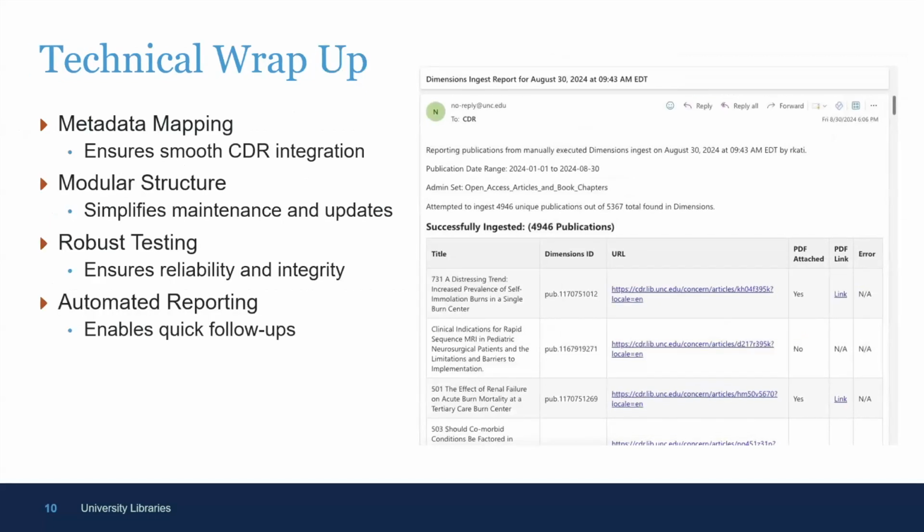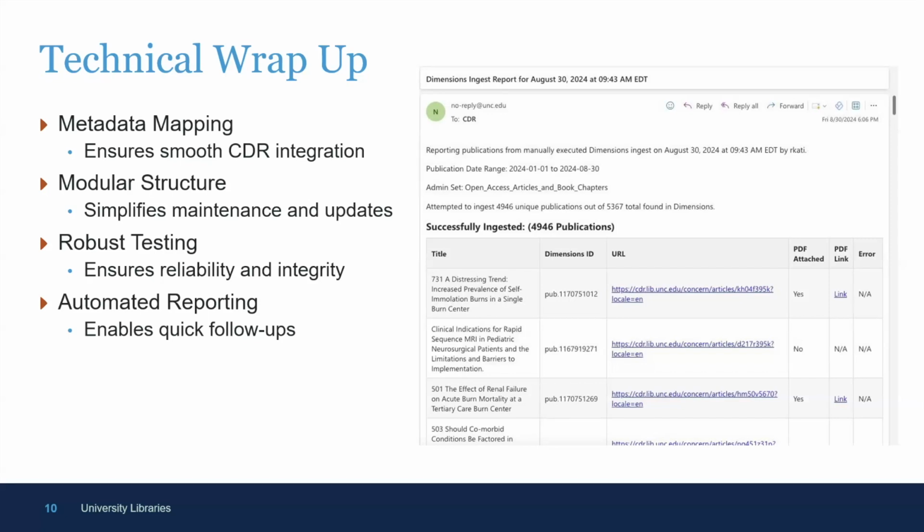Wrapping up the technical section with a few key takeaways. Custom mappings were very important to getting new publications integrated smoothly since once again the Dimensions metadata did not map one-to-one with our existing structure.